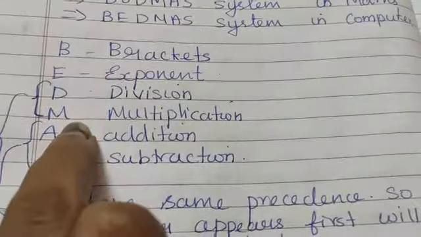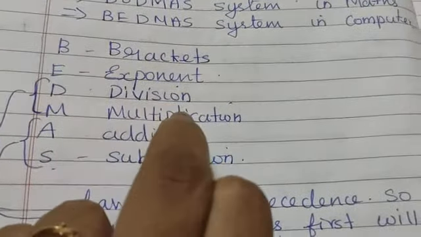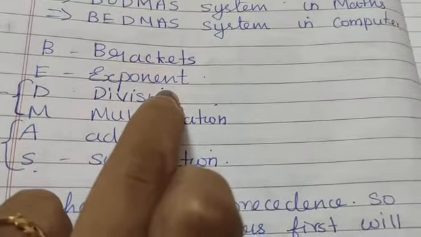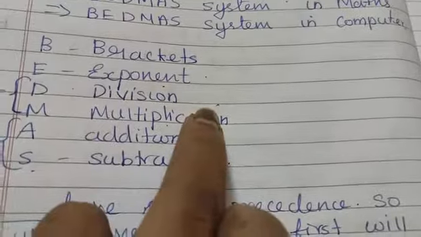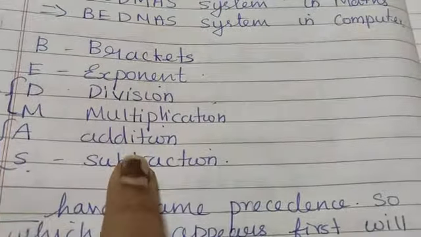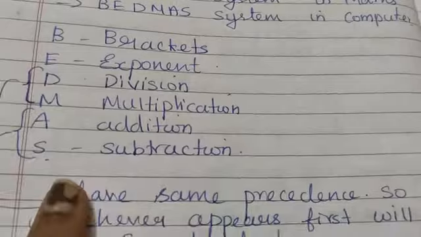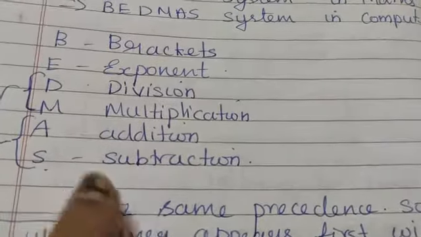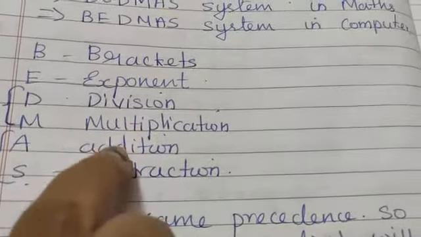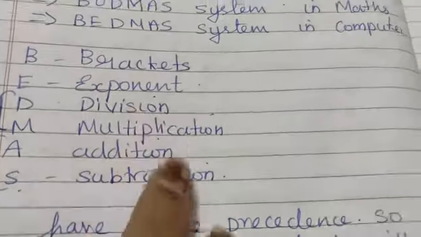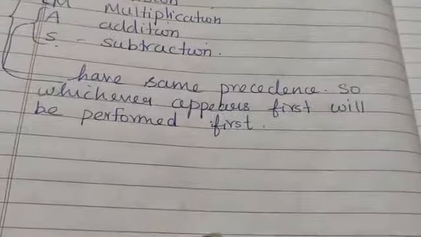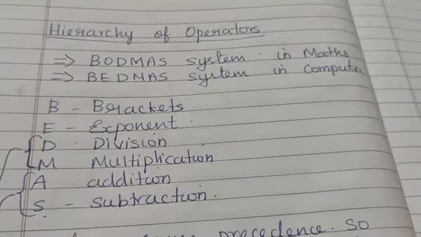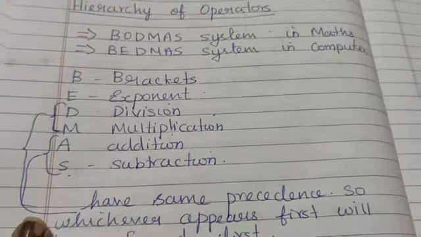After that, division and multiplication, whichever comes first will be performed. If division comes first, division will be performed. If multiplication comes first and division after that, multiplication will be performed first and then the division. Similarly, addition and subtraction also have the same precedence. As soon as it encounters addition or subtraction, that will be performed first. That's all. So this is your hierarchy of operators. That's all for your chapter 4.